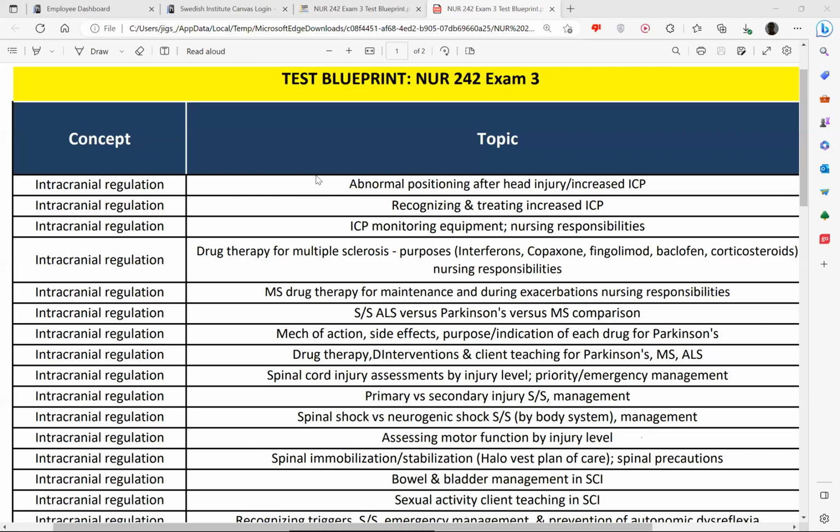Okay, the first one's easy. So the question might be a picture or a description. So what are these two abnormal positionings again, and what score do they have on the Glasgow Coma Scale?